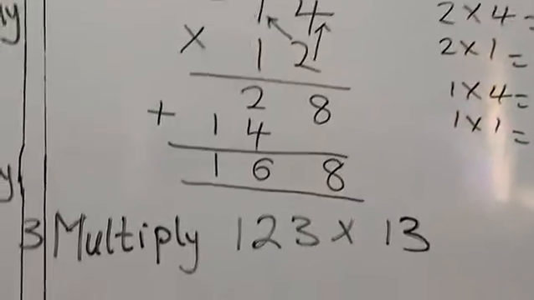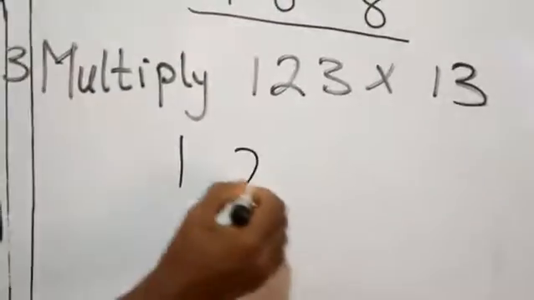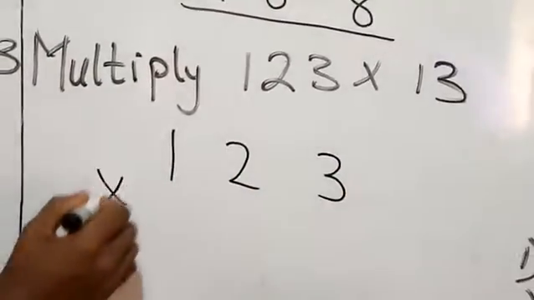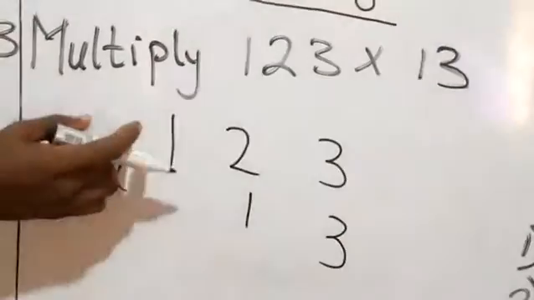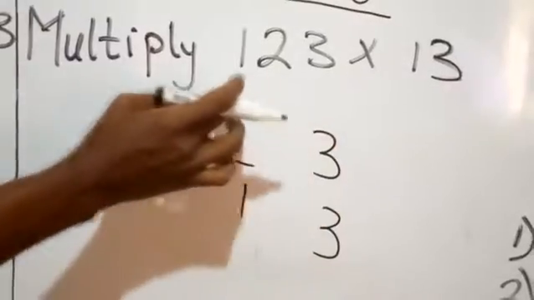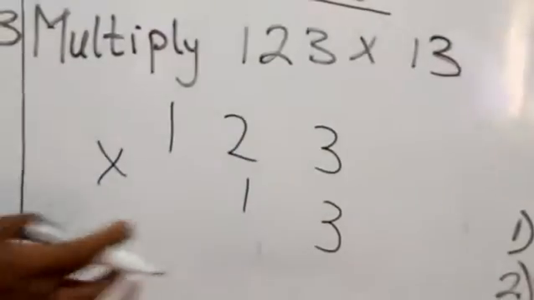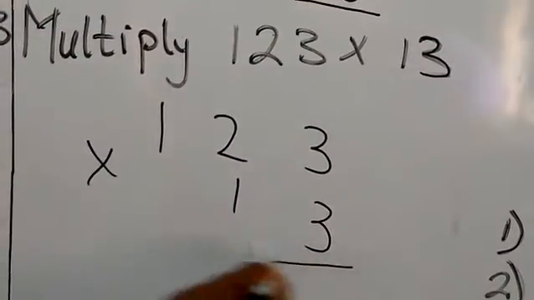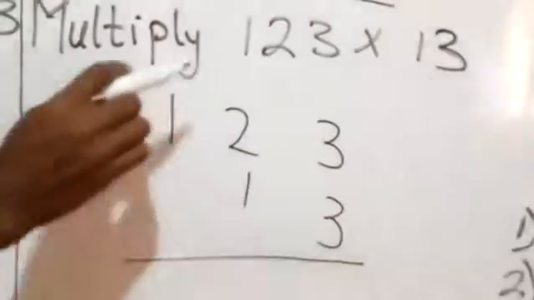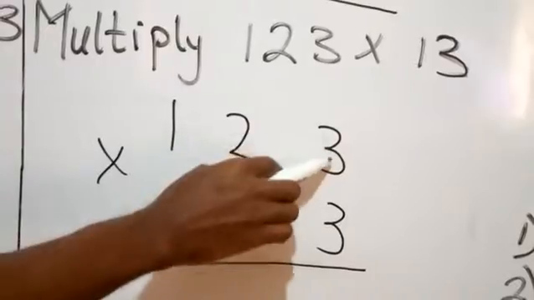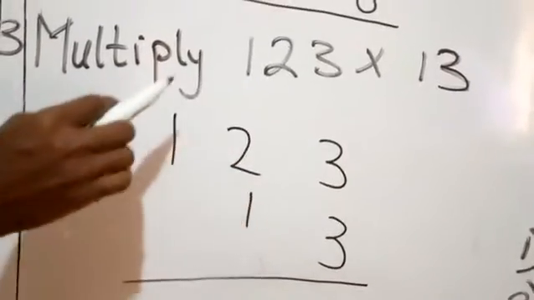Now over to the next one. We write 123 times 13. Did you see how I arranged it? 123 is units, tens, hundreds. This one is units, tens. So you arrange them accordingly. So 3 multiplies 3, 3 multiplies 2, 3 multiplies 1. 1 multiplies 3, 1 multiplies 2, 1 multiplies 1.